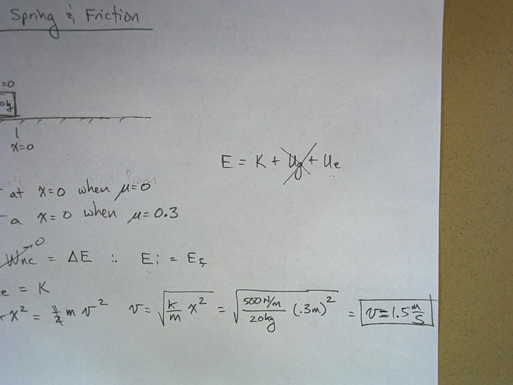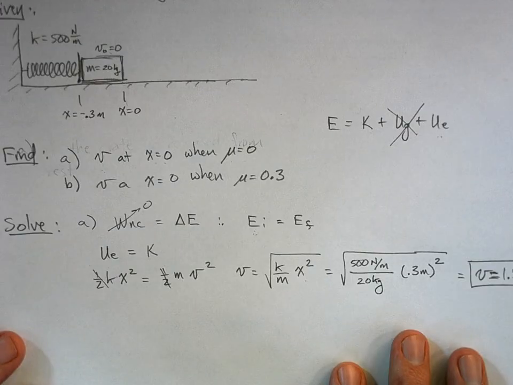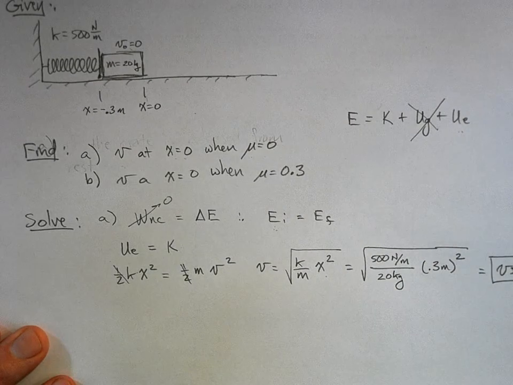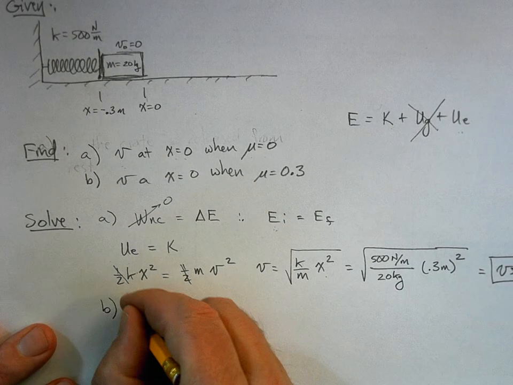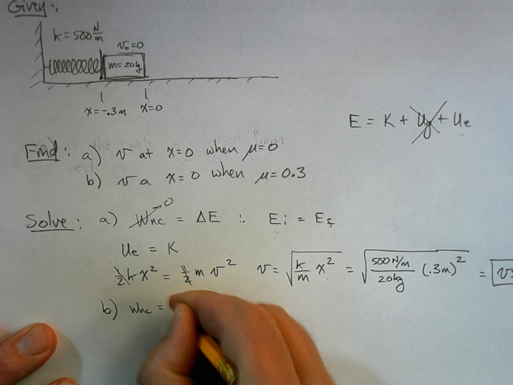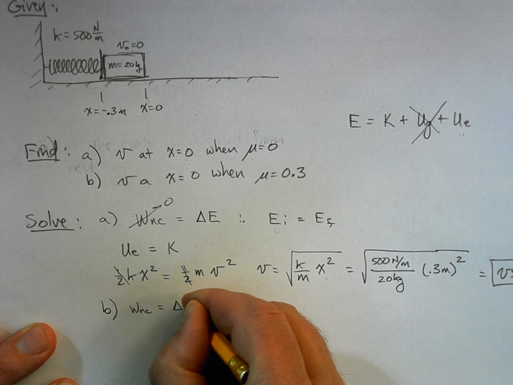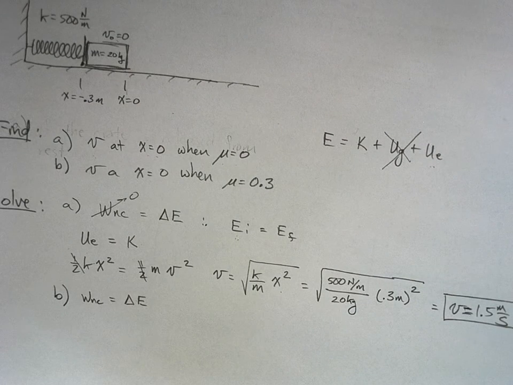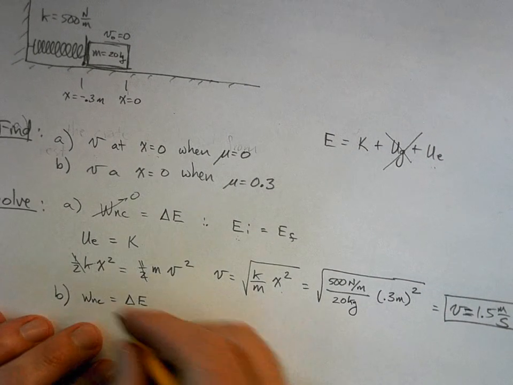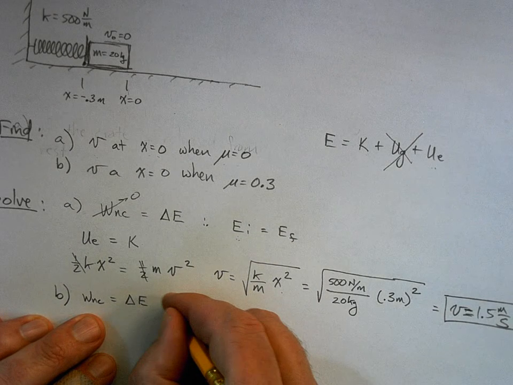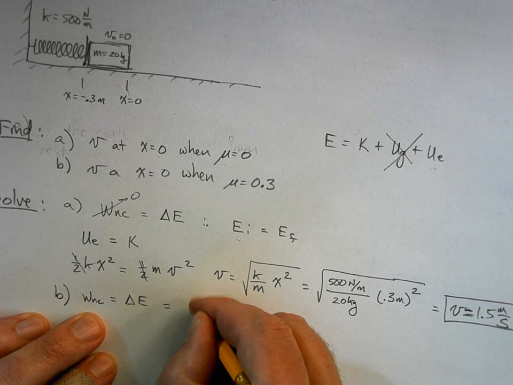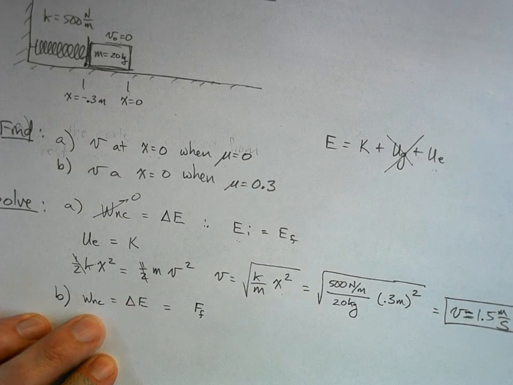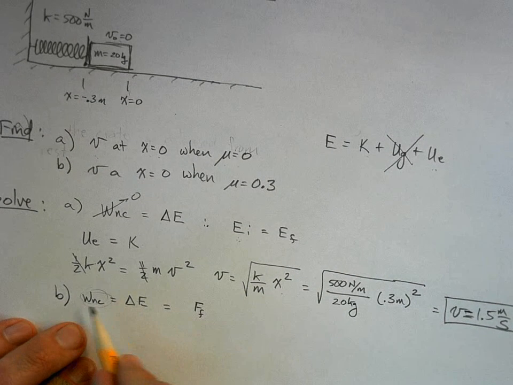Now, part B is a little more complicated. So let's do part B. So the work done by a non-conservative force will result in a change in mechanical energy. Now, this right here is the work done by friction. And so this is going to be the force of friction. I think the work done by a non-conservative force.